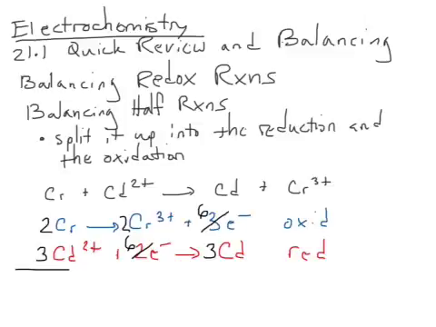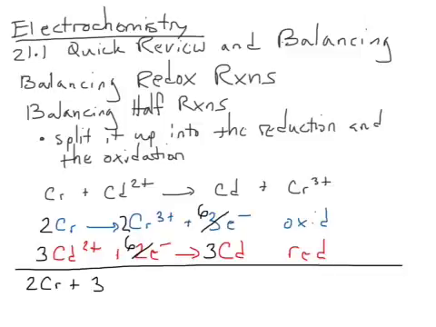So if I combine to get my overall balanced equation, I write whatever's on the left, 2 chromiums plus 3 cadmium ions, turn into 2 chromium ions and 3 cadmiums. And there's our overall balanced reaction.